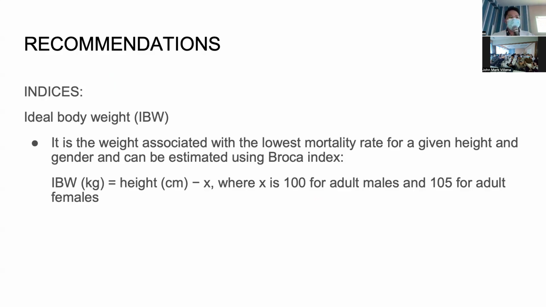Now for the indices, we can make use of ideal body weight. It's the weight associated with the lowest mortality rate for a given height and gender, and can be estimated using the Broca index. This is what we usually use in computation: height in centimeters minus x. If the patient is an adult male, x is 100. For adult female, x is 105.